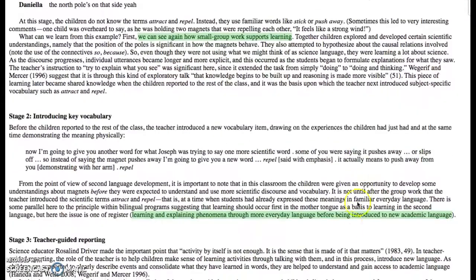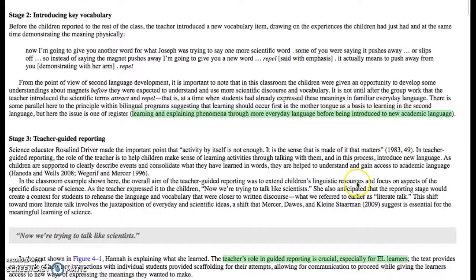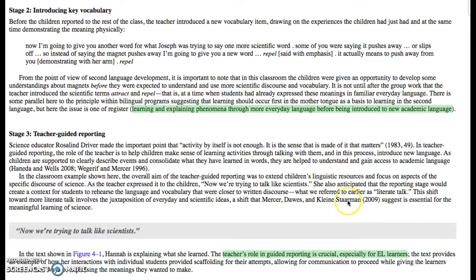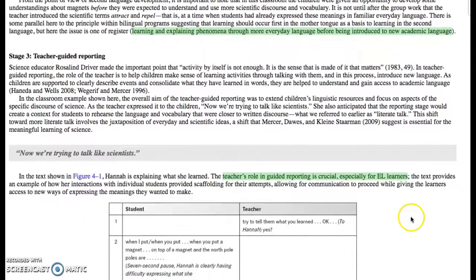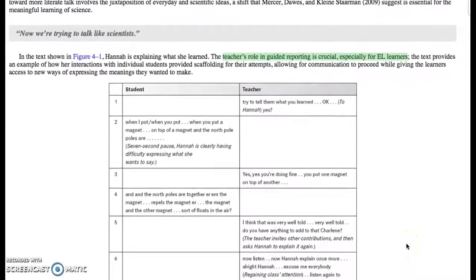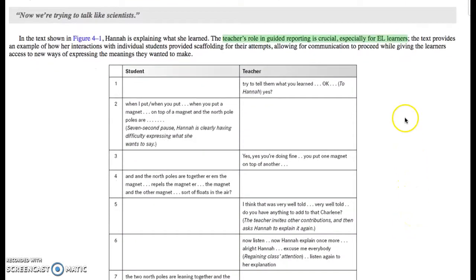And then stage 2 is when the teacher will introduce key vocabulary. And the key thing I wanted to point out here was how learning and explaining phenomena, or specifically the academic language, through more everyday language before being introduced to new academic language is key here. So being able to give students exposure to these words and ideas and concepts and working with them before you're actually giving them the actual academic vocabulary, so they're able to make those connections more easily, which is also very essential for English language learners.